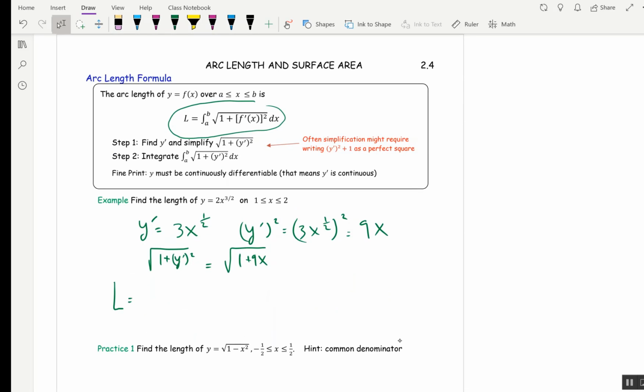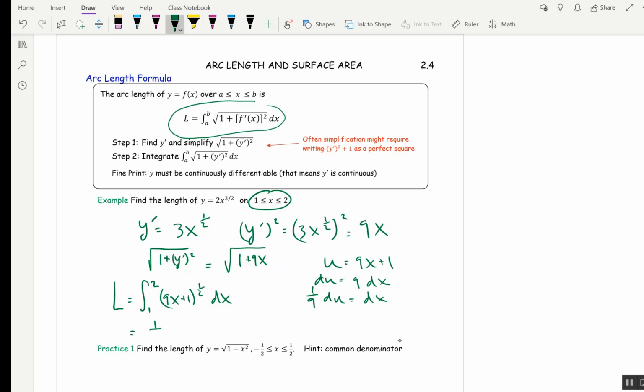The arc length will be the integral from, here are the limits, 1 to 2, of the square root of 1 plus 9x, which I'm going to write as 9x plus 1 to the 1 half, and I'm going to do a u sub. So u is 9x plus 1, du is 9 dx. I don't have a 9 dx, I just have dx, so 1/9 du is dx. So this is 1/9 the integral of u to the 1 half du.